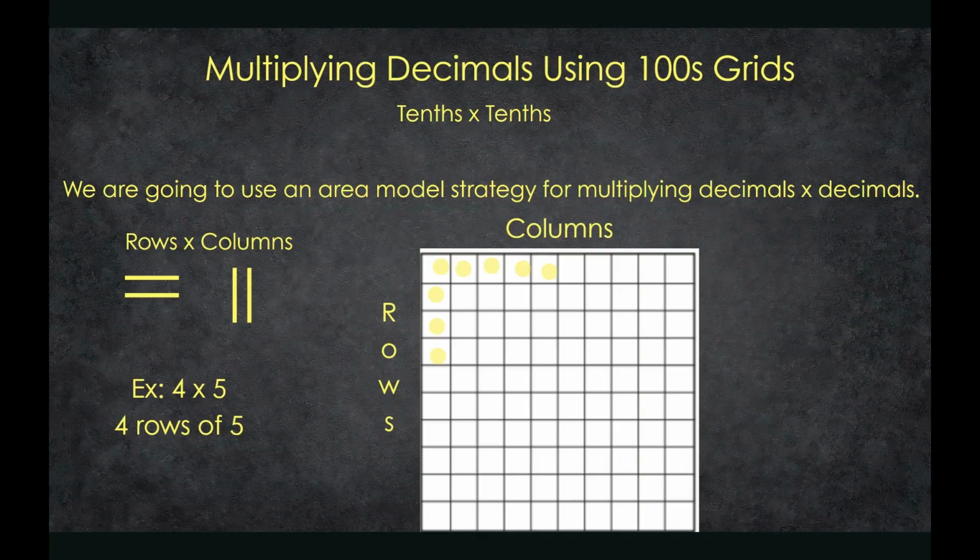Now notice that first pip in the hundredth, it counts for a row and a column. So that one has to be combined. And then what I'm going to do is fill in everything that's missing. And that way I'll have 4 rows of 5. That is going to be our area model. And then we can just use multiplication to give our total, which is 20. So this is what we're going to be doing when we're multiplying decimals, tenths times tenths.